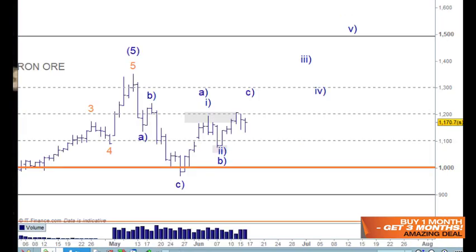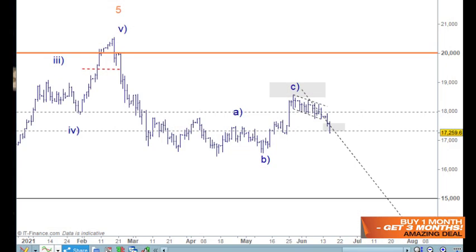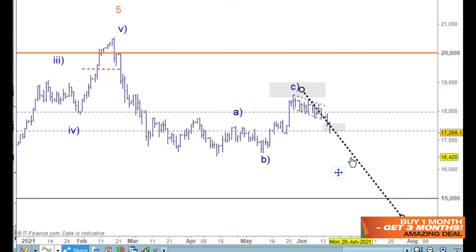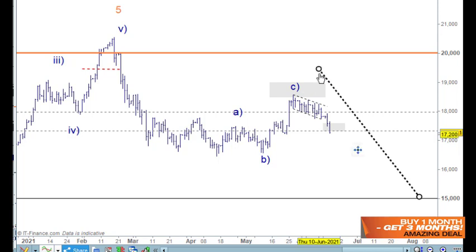So iron ore, let's have a look at China first. So China's moved a little bit further down. We can look at this as an A and a B, and then 1, 2, 3, 4 and 5 here. So it looks like it's falling out of bed here. That means that it potentially can come down to 15,000.